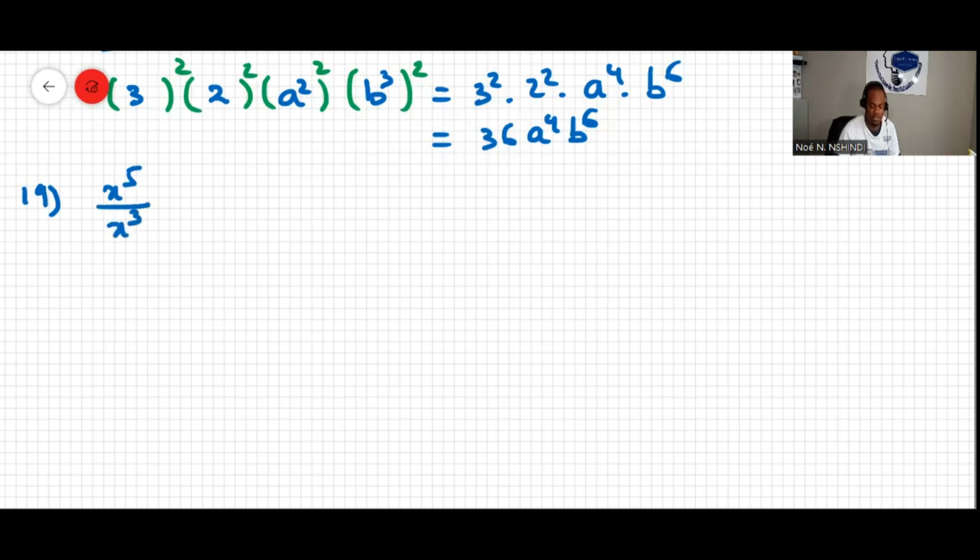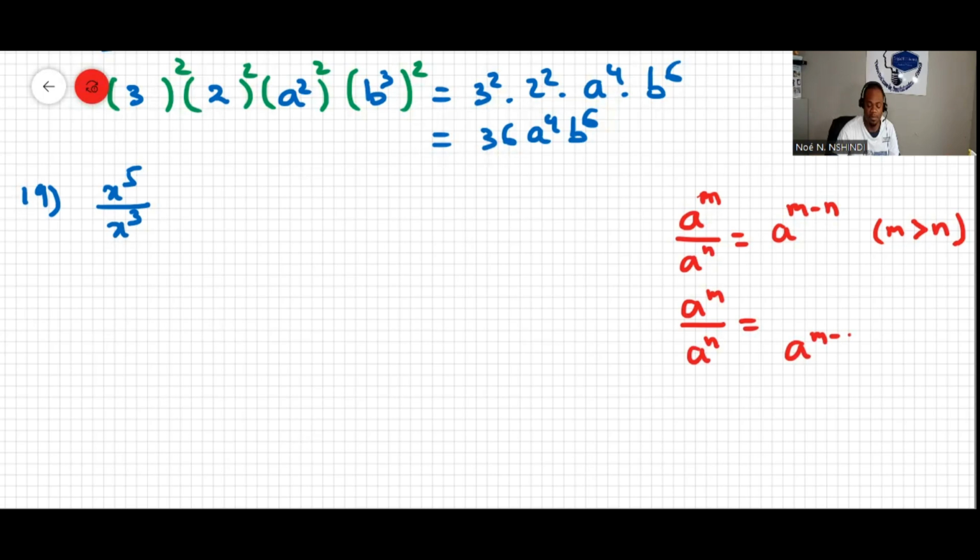Note that the law of exponents says that a to the m over a to the n, when the bases are common, we can simplify this. This is a to the m minus n, and it is useful when m is greater than n. A similar one is a to the m over a to the n, where we write a to the n minus m at the denominator under 1. This is when m is less than n.